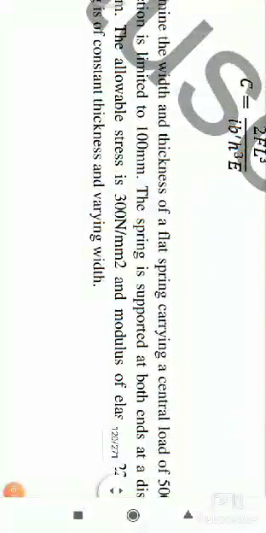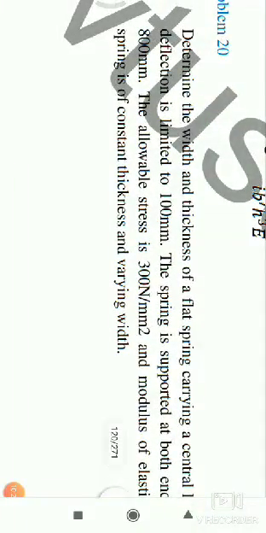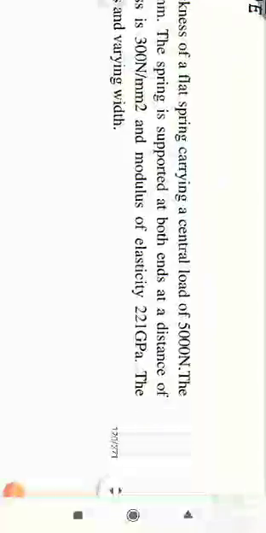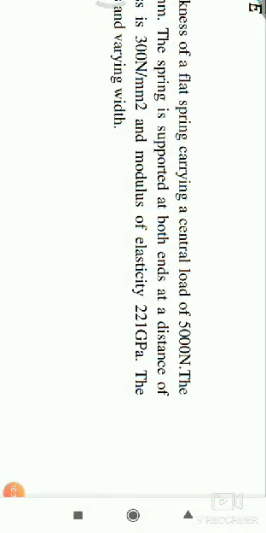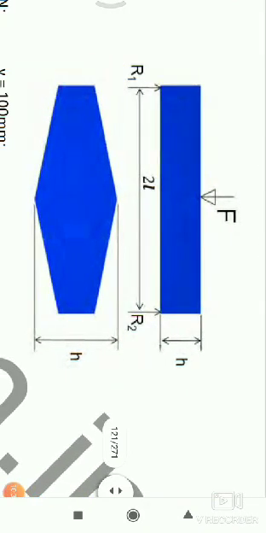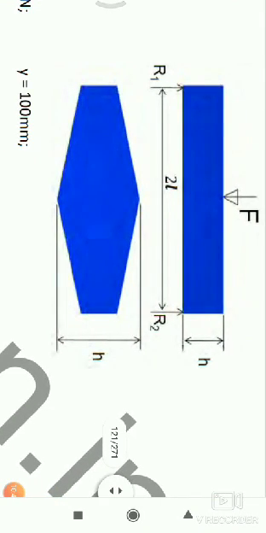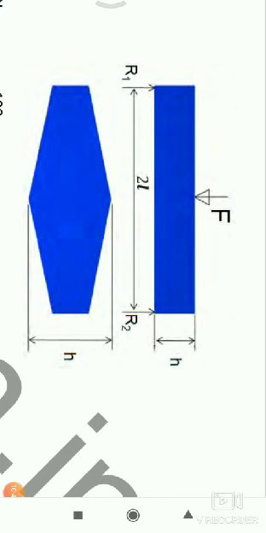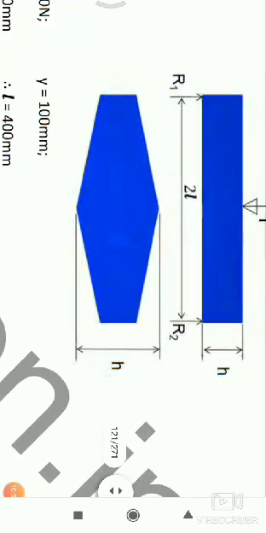So determine the width and thickness of the flat spring. Central load is 5000. Deflection is limited to 100. Spring is supported at both ends at a distance of 800. The allowable stress is 300 Newton per mm square and Young's modulus is 221 gigapascals. Now come to the problem here. Now this is the diagram. The simply supported beam is supported at both ends. F is the central load, R1, R2 are reactions, length is 2L, the complete length, this is the span, H is the thickness.